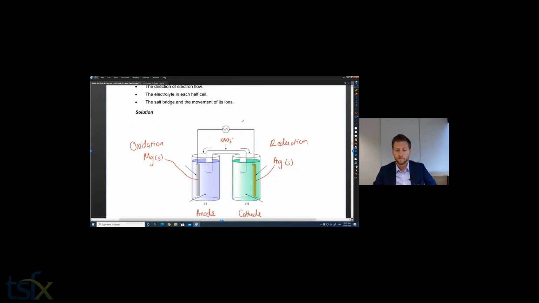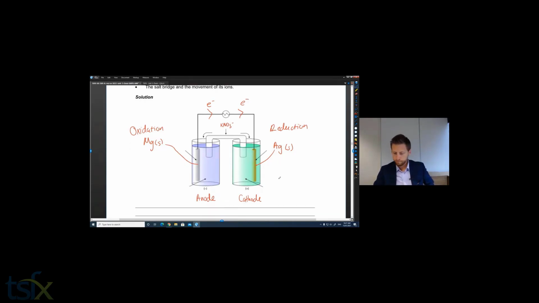Now, which way are the electrons flowing? You need to draw arrows. Right, so there, label with an e- on top. So here we could have silver nitrate or silver chloride or any form of silver, as long as you've got silver in there in solution.